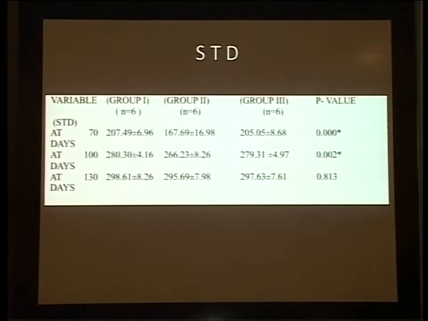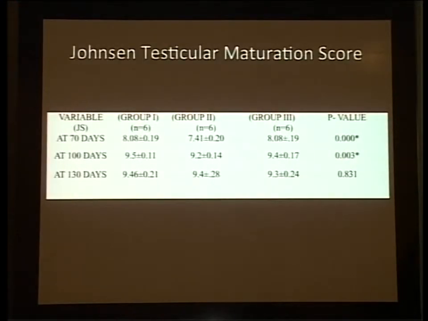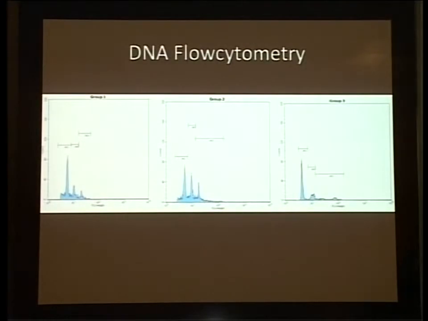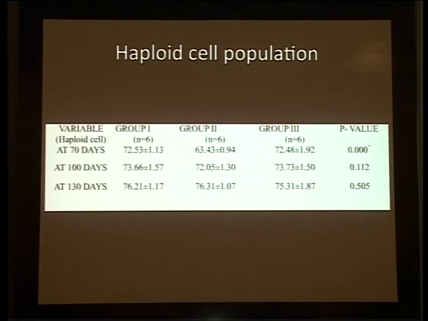The seminiferous tubular diameter was found to be significantly different amongst the 3 groups at 70 and 100 days of life. This is a morphometric parameter. The Johnsen testicular maturation score was also found to be significantly different amongst the 3 groups at 70 and 100 days of life. In DNA flow cytometry, you can see the 3 peaks which denote the haploid, the diploid and the tetraploid cell populations. This was found to be significantly different amongst the 3 groups only at 70 days of life.